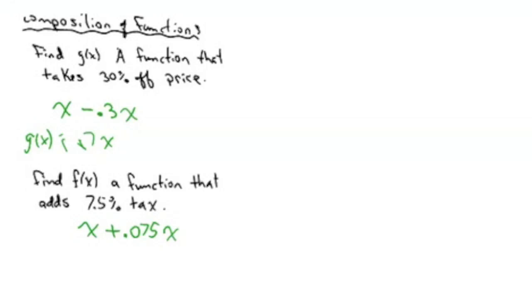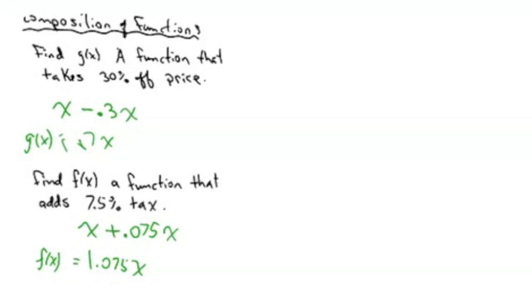We did this before, didn't we? That seems familiar. And what's x plus 0.075x? 1.075x. And we're going to call this function f of x. Okay. So far, so good? I'm going slow enough for y'all?